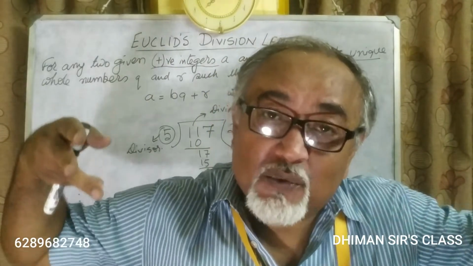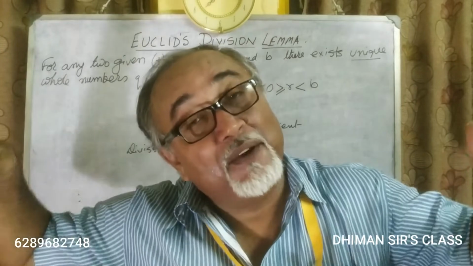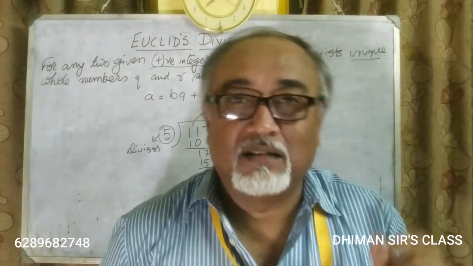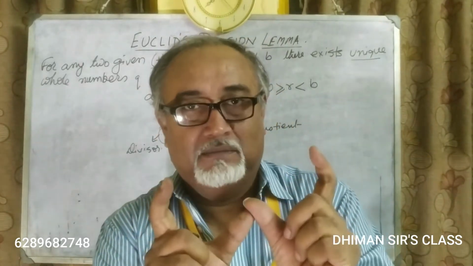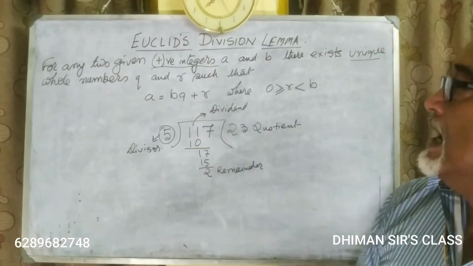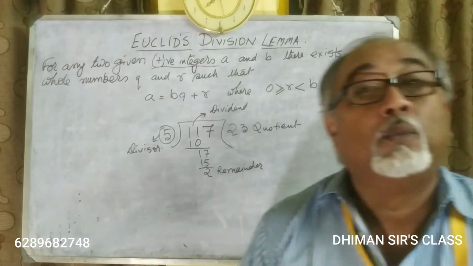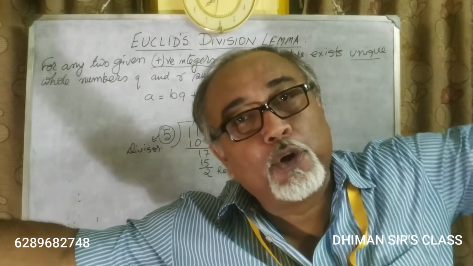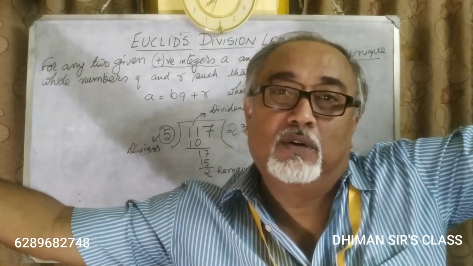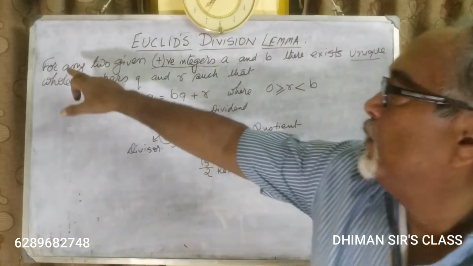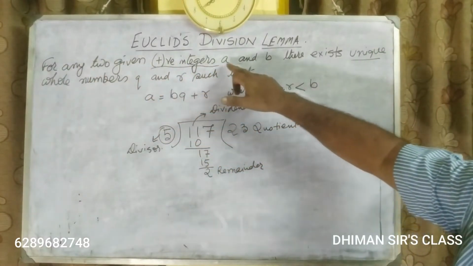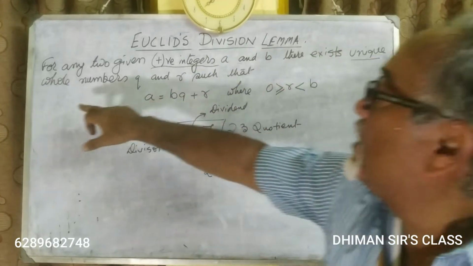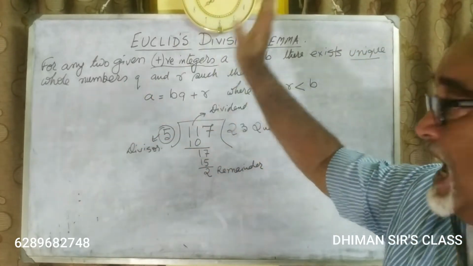So each one of us is unique. Each and every real number is a unique number. Individuality, uniqueness, one number. Okay? So unique whole numbers. What do we mean by whole numbers? All numbers up to infinity from 0. Whole numbers. So for any two given positive integers A and B, there exist unique whole numbers Q and R.